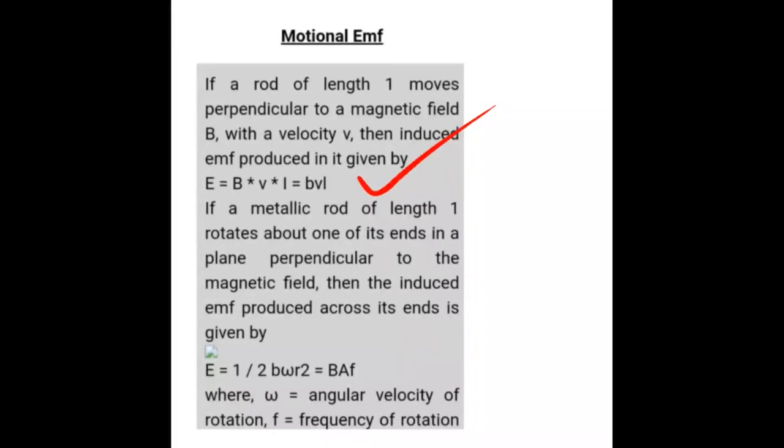When a metallic rod of length L rotates about one of its ends in a plane perpendicular to the magnetic field, the induced EMF is given by E equals half B omega R squared, where B is the magnetic field, omega is the angular velocity, and R is the radius of the disc.